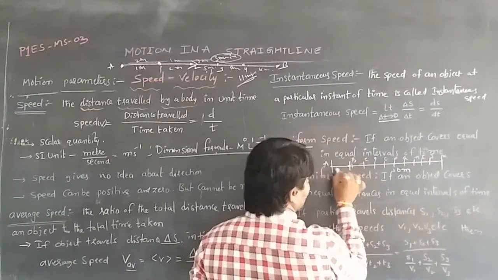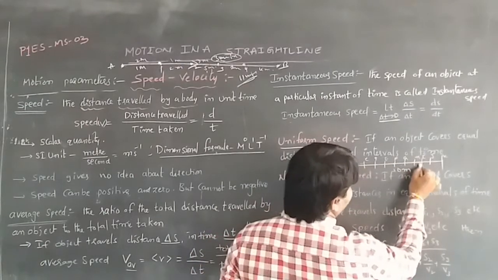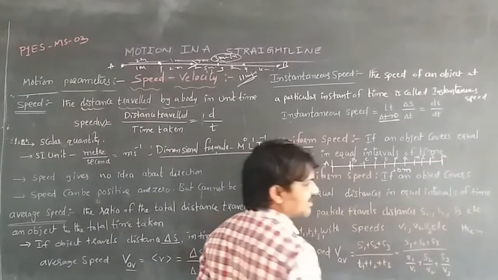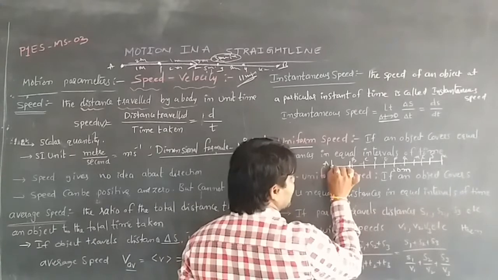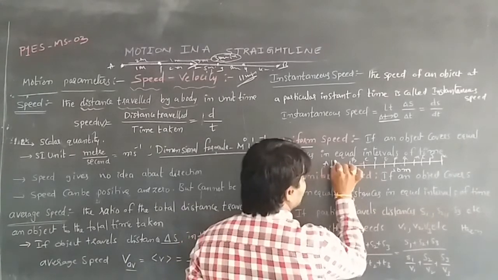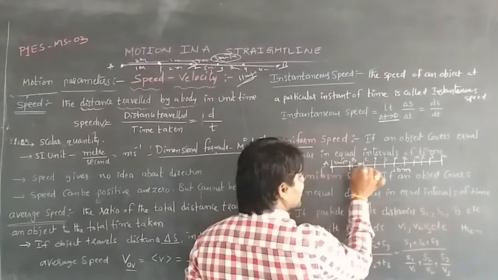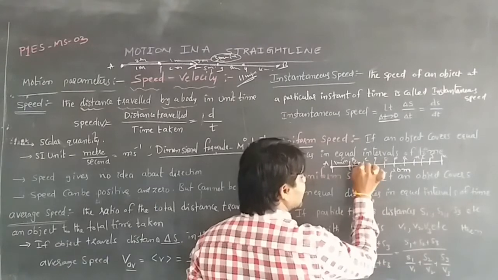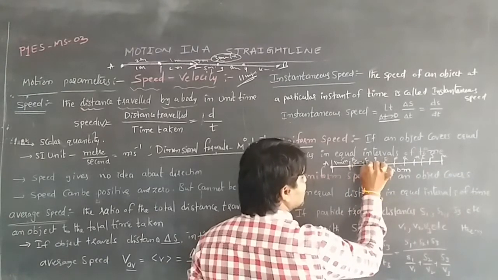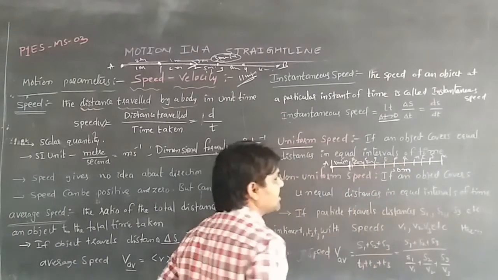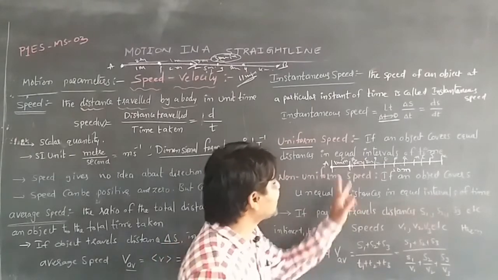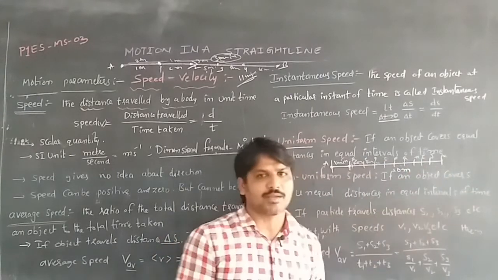This is 1, 2, 3, 4, 5, 6, 7, 8, 9, 10. Ten partitions are divided. The first distance, when the body travels from A to B, takes 1 minute. Then the second distance also takes 1 minute. The third distance also takes 1 minute. The fourth distance also takes 1 minute. Means equal distances traveled by a body.